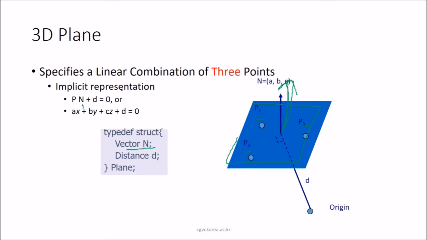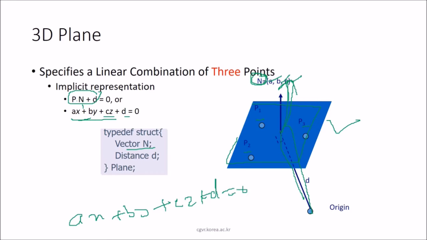Now d is what? d is the distance of the plane from the origin, and P·n plus d equal to 0 is the equation of the plane. n is of course (a, b, c). So P is any point, n is (a, b, c), and d is of course the distance. So how are you going to represent it in terms of x, y, z? This will be ax plus by plus cz plus d, right? Because you know that n is (a, b, c), the equation of the plane can be ax plus by plus cz plus d equal to 0. So this will be your equation.